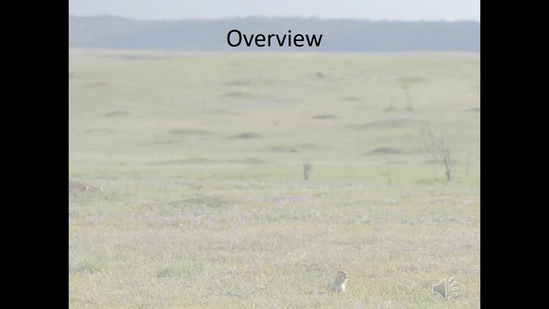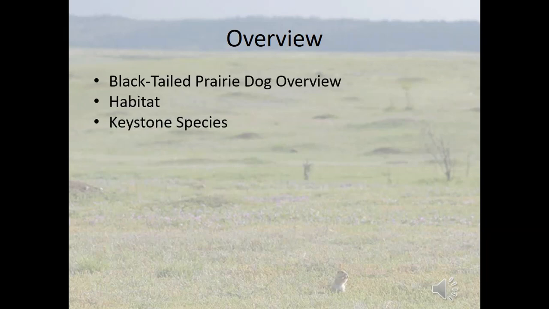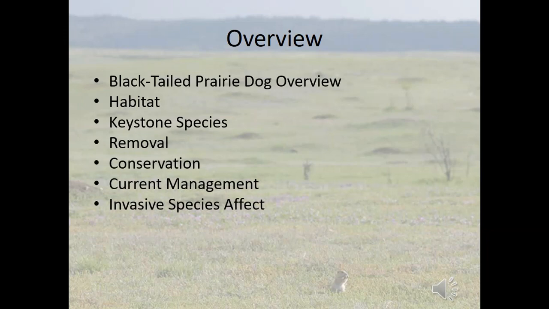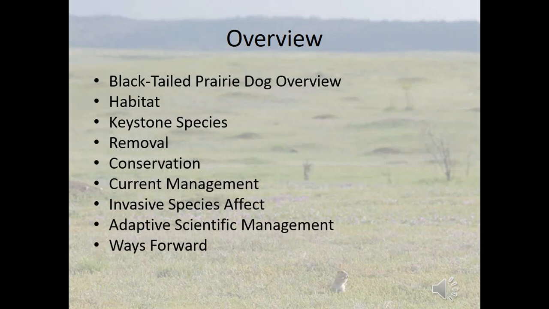To understand the issue, the presentation will discuss an overview of the species itself, the habitat of the prairie dog, and why the prairie dog classifies as a keystone species. It will present the case for removal, as well as the stance for conservation, current management of the species, how invasive species have affected the prairie dog, adaptive management techniques, and ways forward.